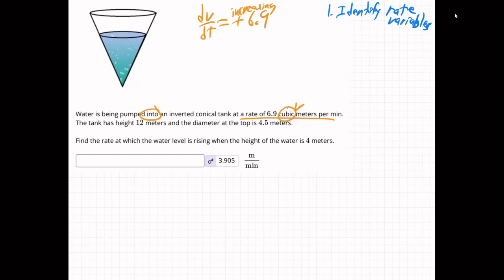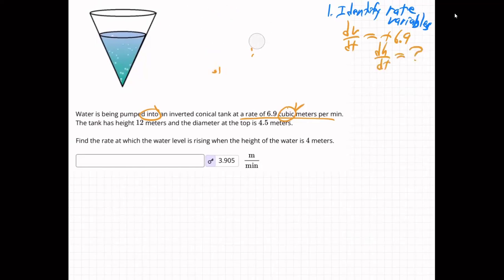So, okay. Height 12, so I'm looking for the rates. Find the rate at which the water level is rising. So what they want is dH/dt. That's what they're asking for. dV/dt is plus 6.9, and they're asking me for dH/dt. And that's it. That's all they mention as far as rates. Okay. That's important to note.